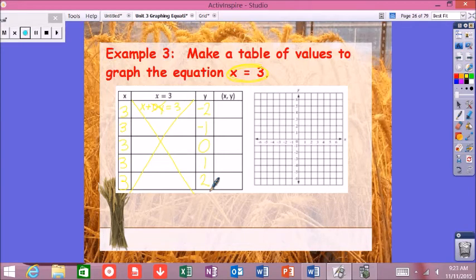No matter what you do, x is always going to equal 3. So if you write those as ordered pairs, you'd have (3, negative 2), (3, negative 1), (3, 0). Remember, that's the x-intercept. (3, 1), and (3, 3). And what kind of line does this make? Of course, a vertical line.